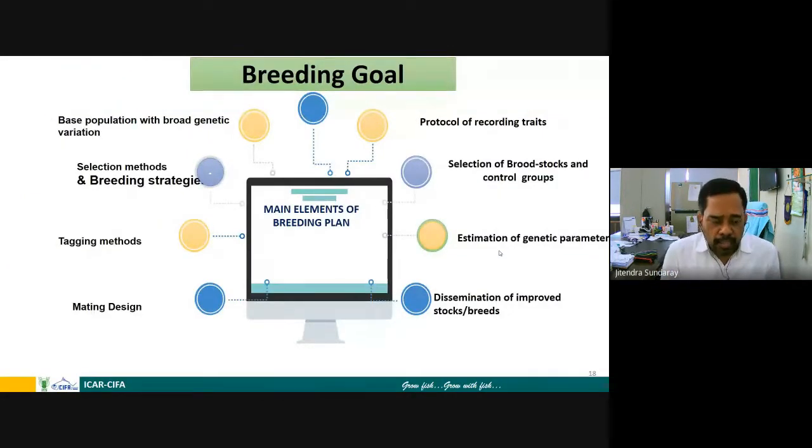So how do you plan a genetics program, right? We need a mating design, and a tagging method, you need to tag to get predictive family information. Then a selection method, whether you go for diallel cross or hybridization. But you need a base population with genetic variation. What we did for Catla, what we did for Rohu, what we did for scampi, is collect animals from different geographical locations that show potential genetic variation, which will give you the best growth. Then a protocol for recording traits, selection of broodstock, estimation of genetic parameters, and dissemination of improved stock. This is more important. If you look at the dissemination plan, we have a multiplier unit and a breeding nucleus, those who take care of the dissemination.